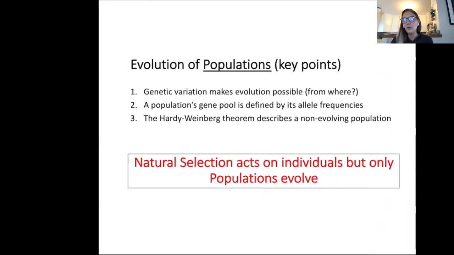All right. So evolution of populations, the key points. 1, genetic variation makes evolution possible. So where do we get that genetic variation? So we've already talked about random mutation being a huge part.